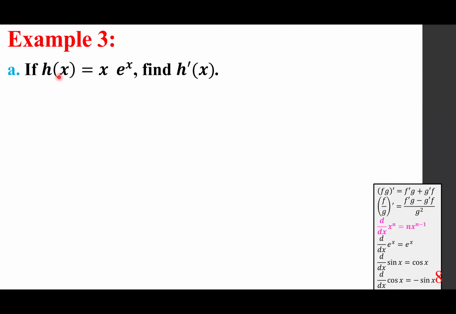If h of x is x e to the power of x, find h prime of x. This is the product of x and e to the power of x. So we're going to call x the function f of x and e to the power of x the function g of x. So there are two functions that you're multiplying. And so we're going to use the product rule on that.